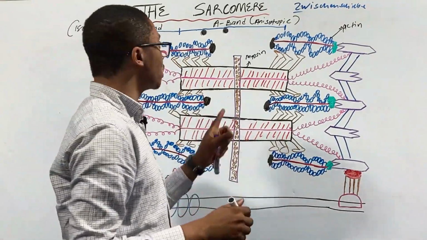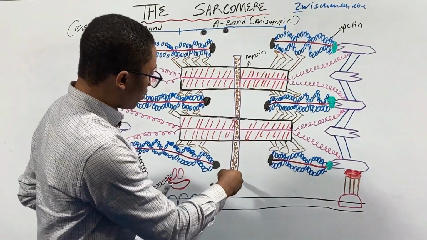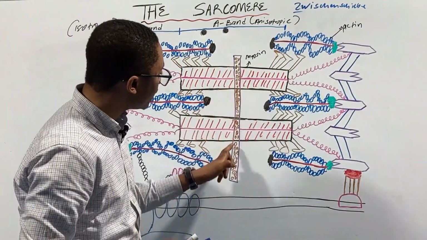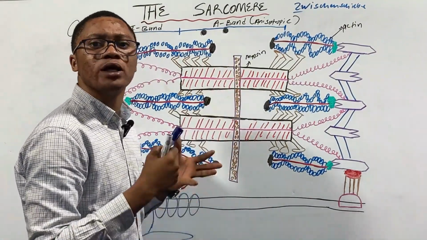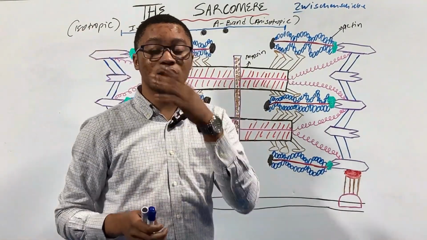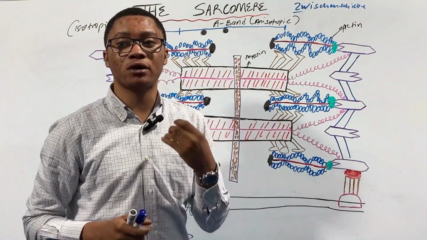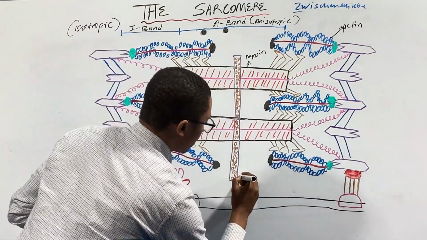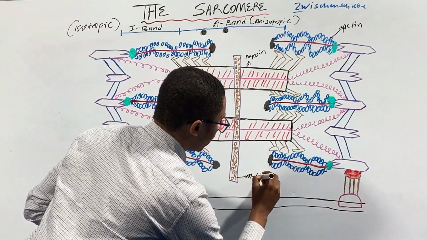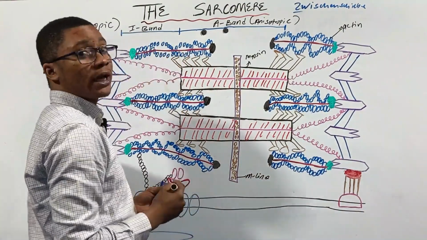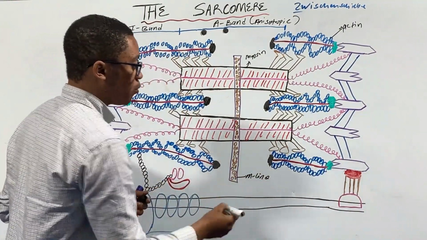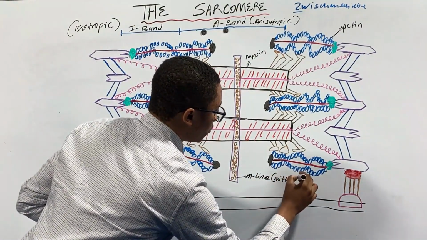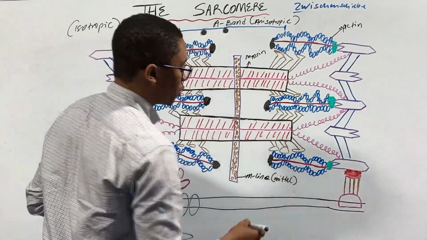Another interesting thing we should note in the center of the sarcomere: look at this line here. This is known as the M line. Why is it called the M line? Because it is found in the middle. It is coined from the German word Mittel, which means middle. So this is the M line, from the German word Mittel, which means middle.